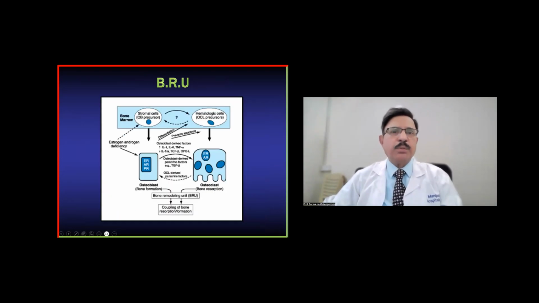This is the bone remodeling unit. Bone marrow stromal cells are there, hematological cells are there, and there is the estrogen and androgen trigger. And finally, there is an osteoblast and osteoclast. The balance is done. The bone remodeling unit is the combination of both osteoblast and osteoclast under the guidance of the osteocyte. Okay, coupling of the bone resorption and bone formation.